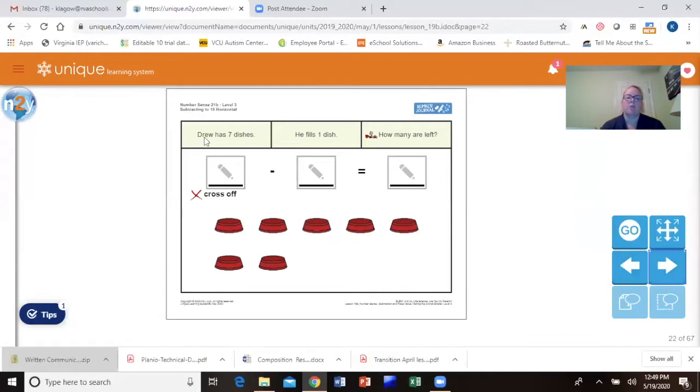All right, let's hear about Drew. Drew has seven dishes. So he has seven dishes. I'm going to write the number seven. He fills one dish. How many are left? Seven, take away one. So we have to cross off one. How many do we have left? Let's count. One, two, three, four, five, six. Seven, take away one equals six.